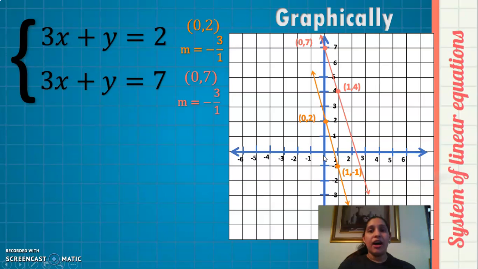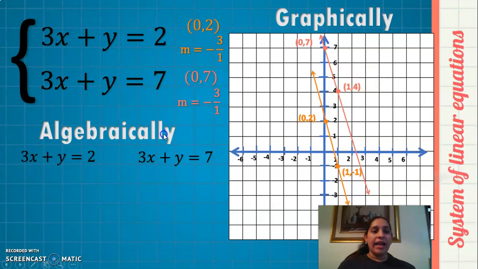As you can see, they are also parallel lines. So this means there's no solution for this linear system. Okay, now I solve it algebraically. Again, I place my two equations, 3x plus y equals 2 and 3x plus y equals 7, and I place no solution. Because there is no solution, there's no place where they intersect.